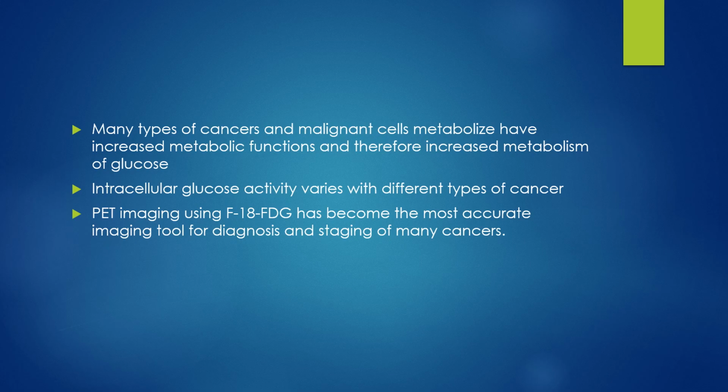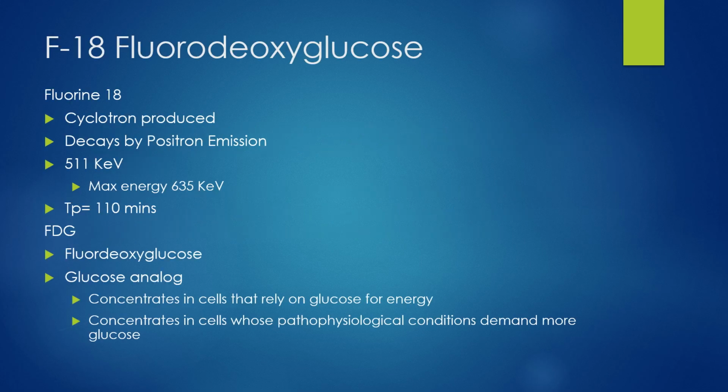PET imaging using FDG F18 has become the most accurate imaging tool for diagnosis and staging of many of these cancers that do hypermetabolize glucose. So F18 is cyclotron produced. It decays by positron emission. It has 511 keV photons with a max energy of 635 keV. The physical half-life is 110 minutes. You may see that written as 109 somewhere, but 109, 110, it's somewhere around in there.